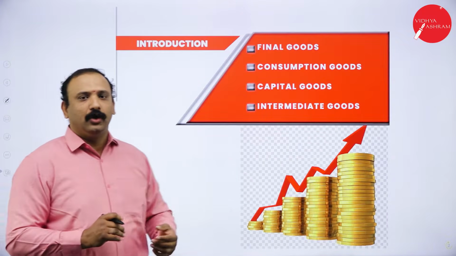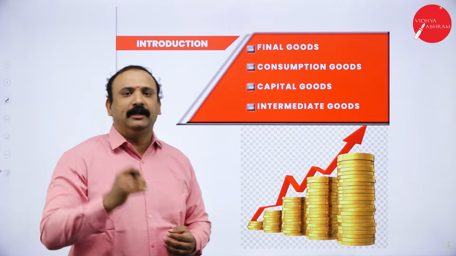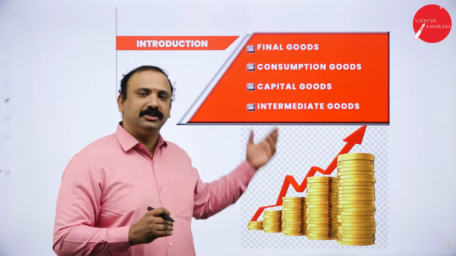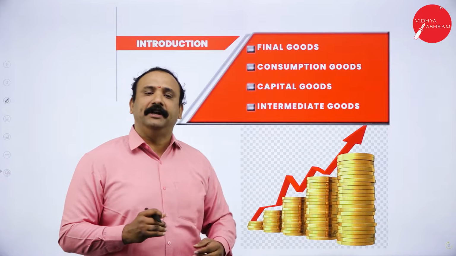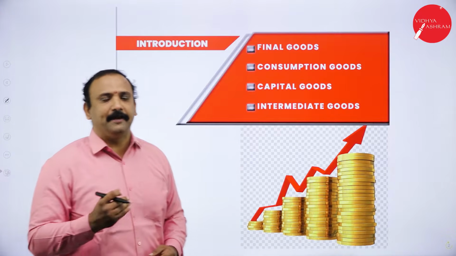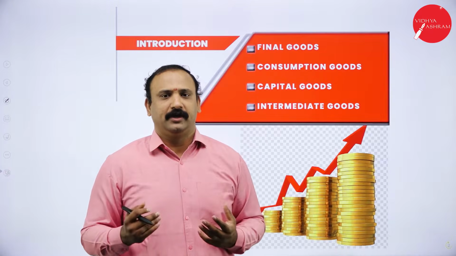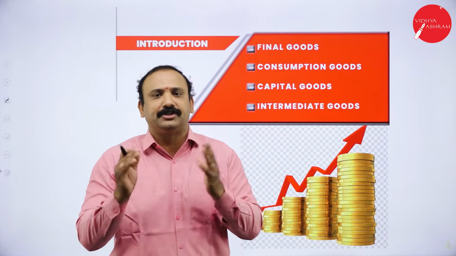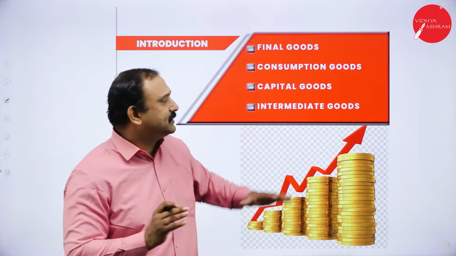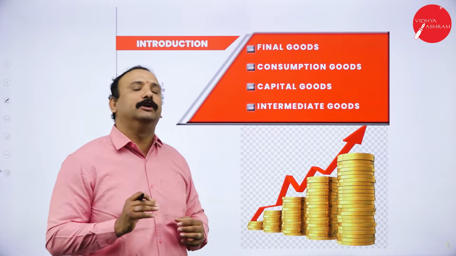we are going to talk about final goods, consumption goods, capital goods, and intermediate goods. Now, what are these different types of goods? We have heard that in economics there is a product which is a finished good altogether. But what is this classification of goods altogether?